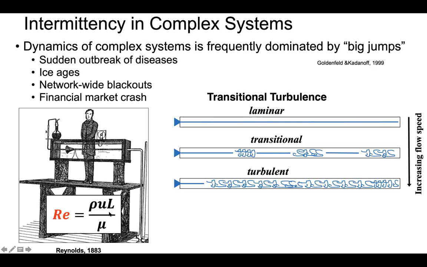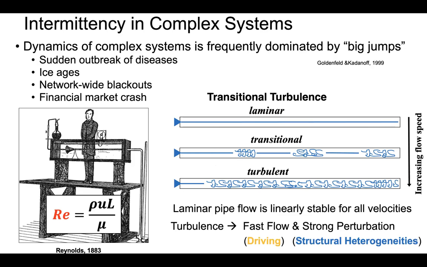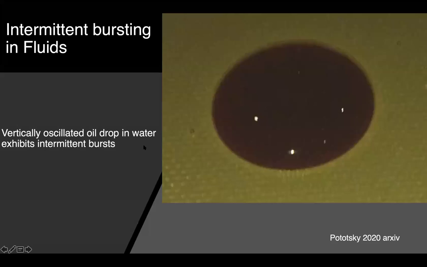He tried to characterize the fluid flow with the famous Reynolds number that represents the ratio between inertial and viscous terms. However, there was no critical Reynolds number value above which the fluid flow would have been turbulent and below which it would have been laminar. The reason for this is that laminar pipe flow is linearly stable for all velocities. For turbulence to develop in such regimes, you need very fast flow and strong perturbations. And there are two general ideas of driving and structural heterogeneities, and the interplay between them is going to be the core of this presentation.